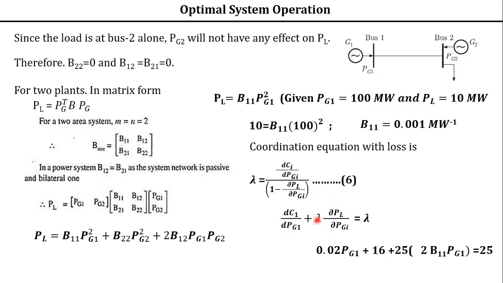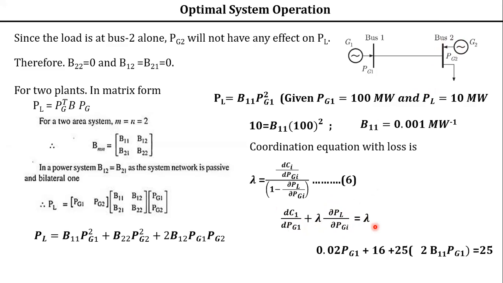So therefore, without looking into any complications, this term will not be there. This term corresponds to your transmission loss. Is plant 2 contributing any losses? No. So this transmission loss term will not be there for plant 2. Directly, dC1 by dPG1 is equal to lambda.